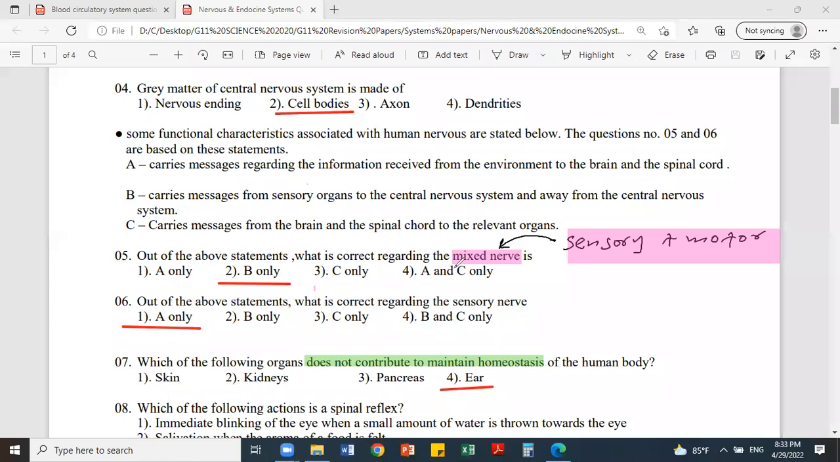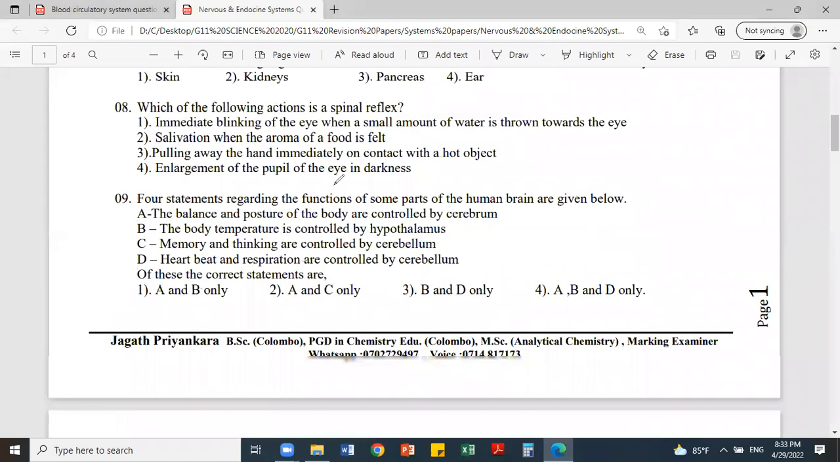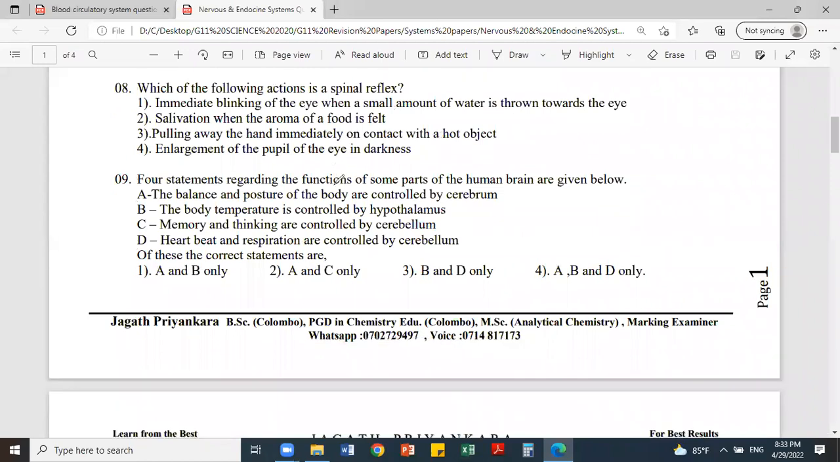Question number 8. Shall I read the screen? Did you all finish copying down? Question number 8. I'll read the screen. 8th MCQ. Which of the following actions is a spinal reflex? Which one is a spinal reflex? Any volunteers who can give me the answer for the 8th MCQ?